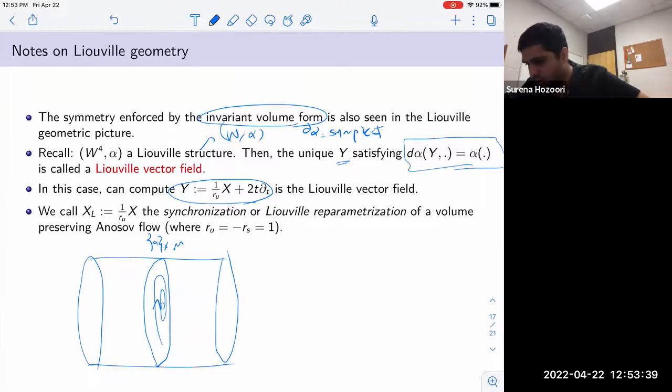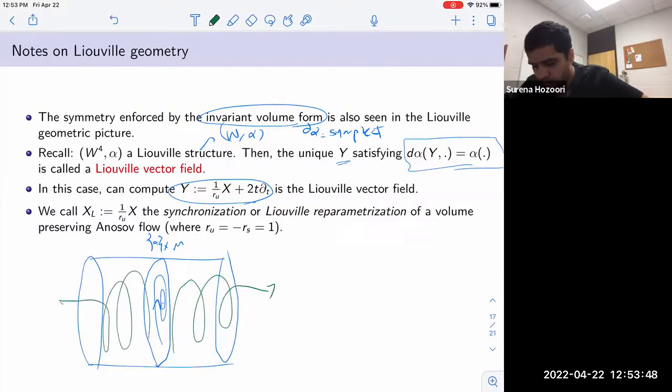So the flow would be kind of unwrapped. Let me use another color. The flow would be unwrapped as you move away from the 0 section. And of course, you expect the Liouville vector field to flow out of the boundary component, and that's exactly what's happening in this picture. So that would give you some sort of symmetry in this picture, which I think can be quite interesting. That would also justify the next definition.